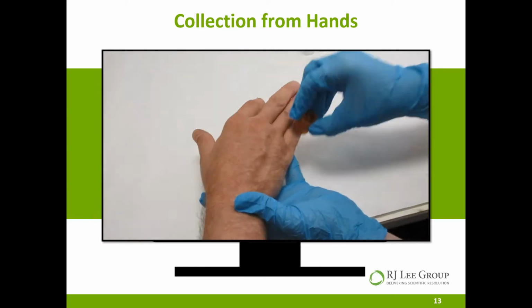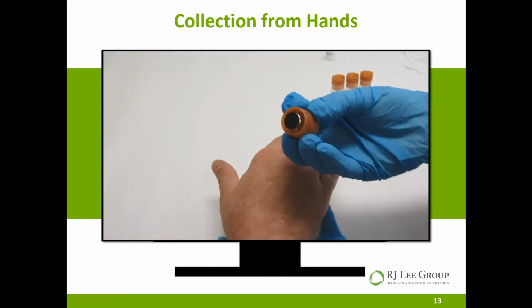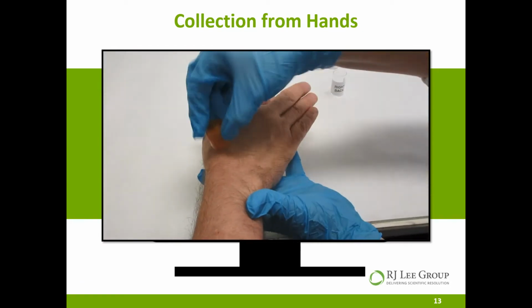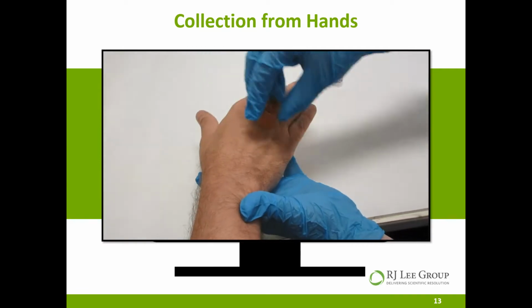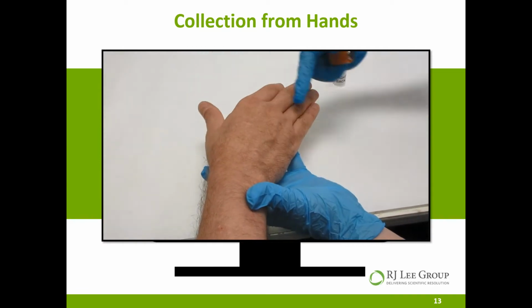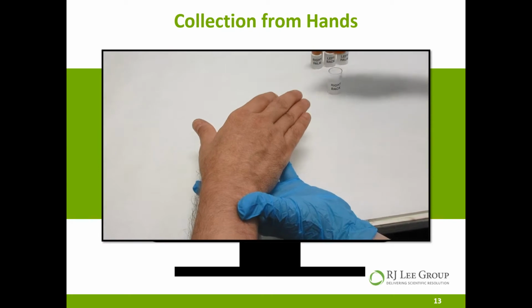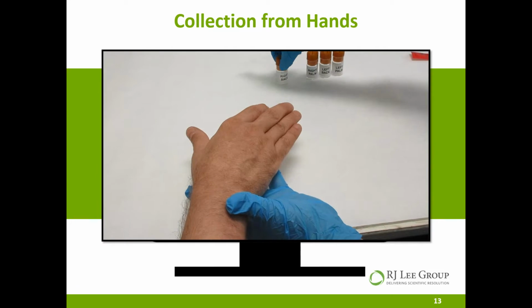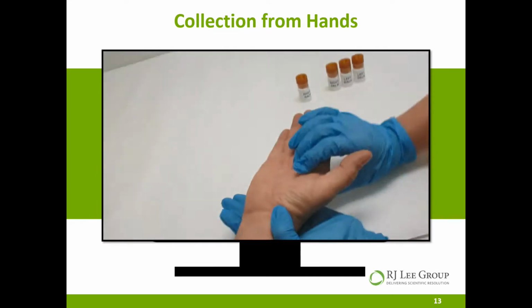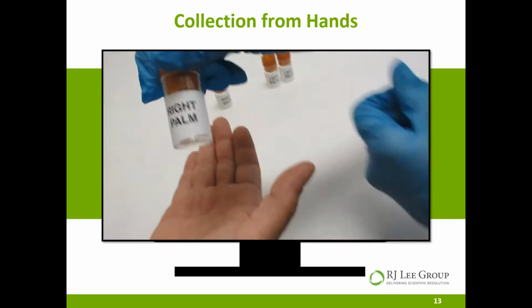After I collect vertically, I will then go over horizontally. So basically, I'm creating a grid over top of the area of interest. So I'm going back and forth vertically and then back and forth horizontally, covering the entire area. Make sure you get the fingers, make sure you get in between the fingers.